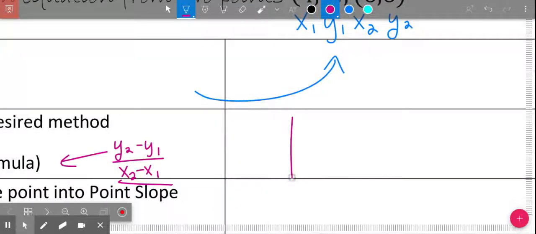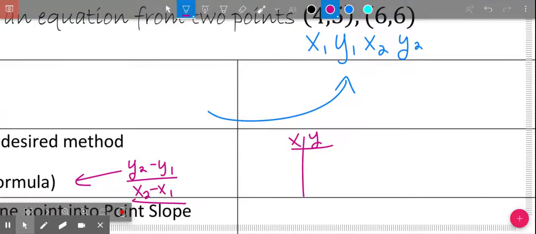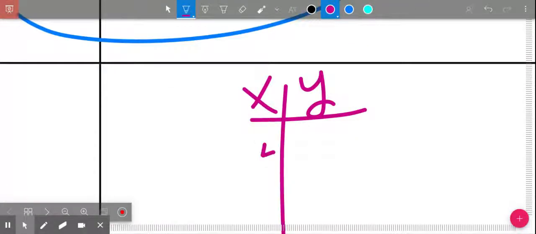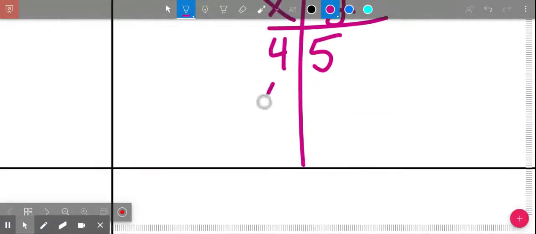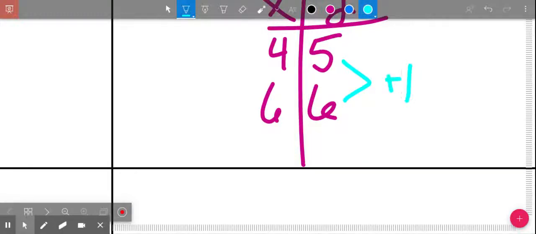So we're going to make our little table. Remember, it goes x and y. And we're going to plug in our points. So we're going to have 4, 5. And I think the other point was 6, 6. Perfect. Okay, so we're going to look at how they are changing. To go from 5 to 6, we're adding 1. And from 4 to 6, we're adding 2.